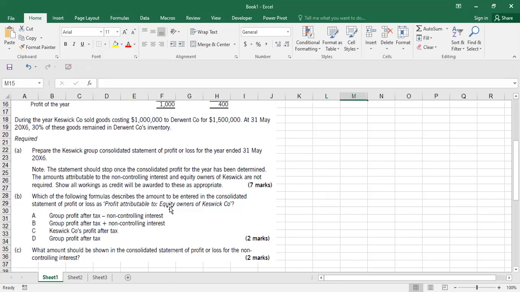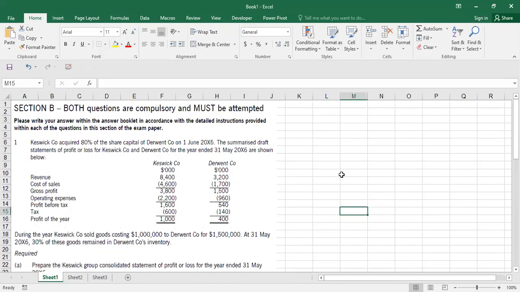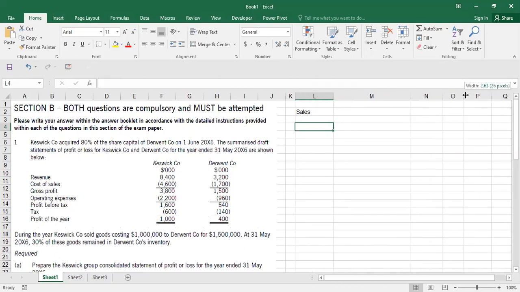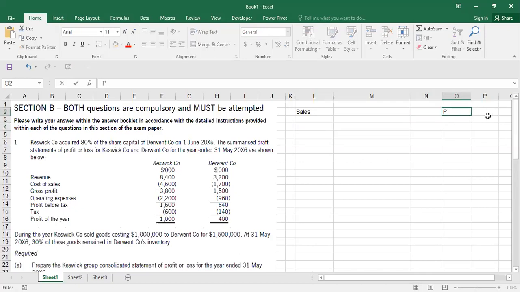Then which of the following formulas describe? Okay, let's do the first question. We'll make the income statement. So in income statement, you have got your sales here, and we'll keep some space for our workings here. I'll make some more space because I need here parent and subsidiary. So I'll call it P, which is actually Cashback, and then here it is Derwent. And let's start reading the question first.